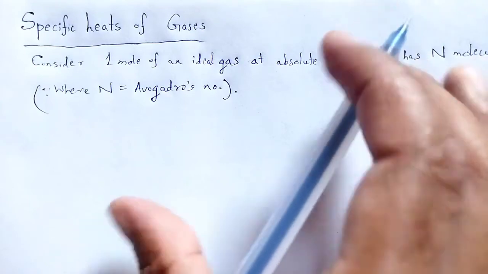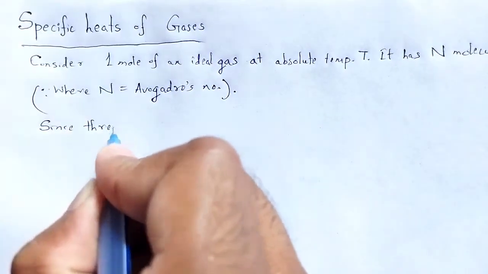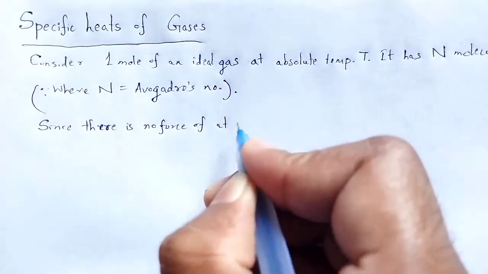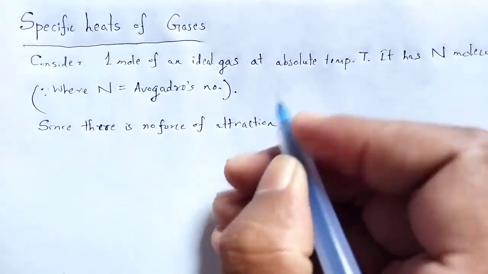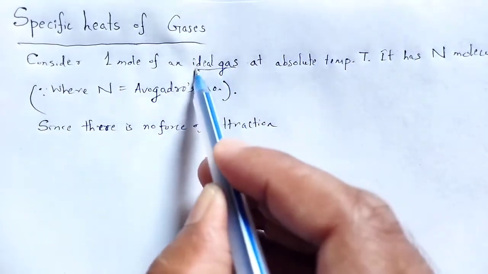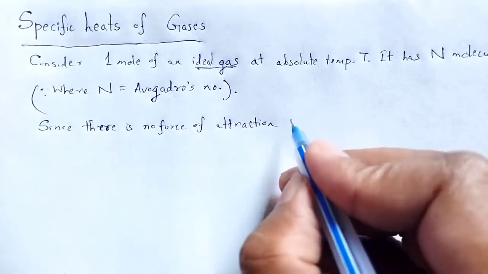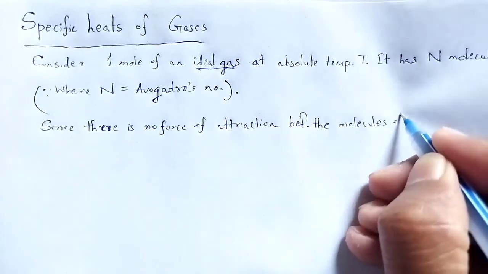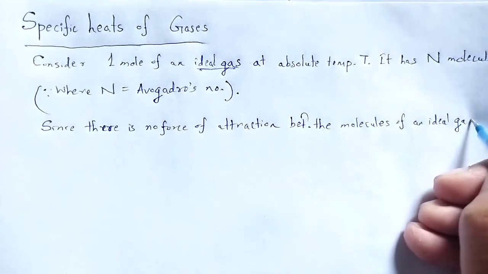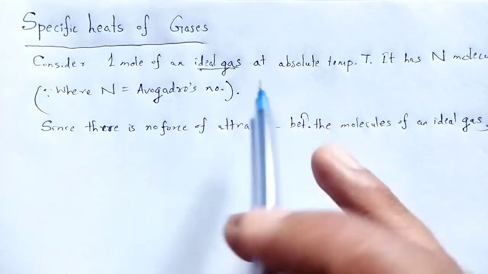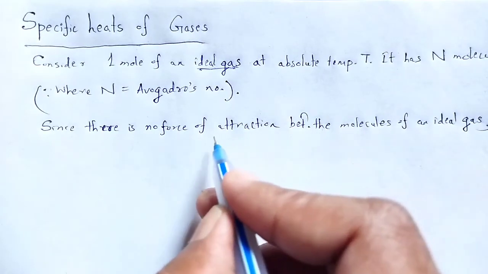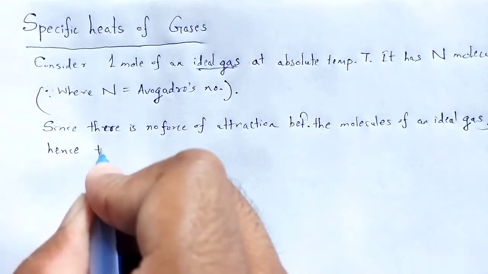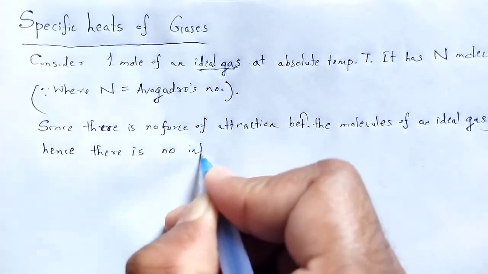And since there is no force of attraction between the molecules of an ideal gas, since we consider an ideal gas, there will be no such force of attraction between the molecules. Hence, there is no internal potential energy.